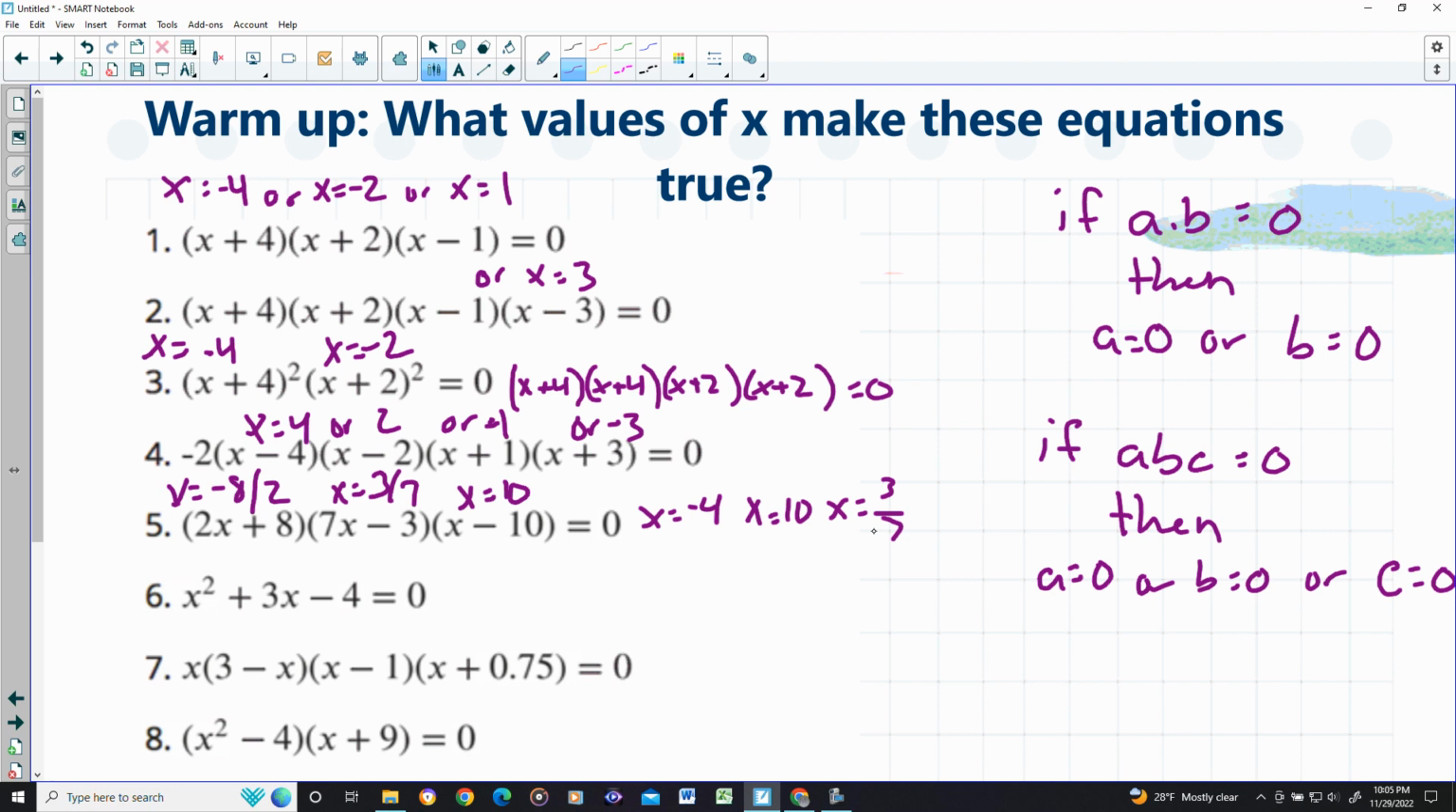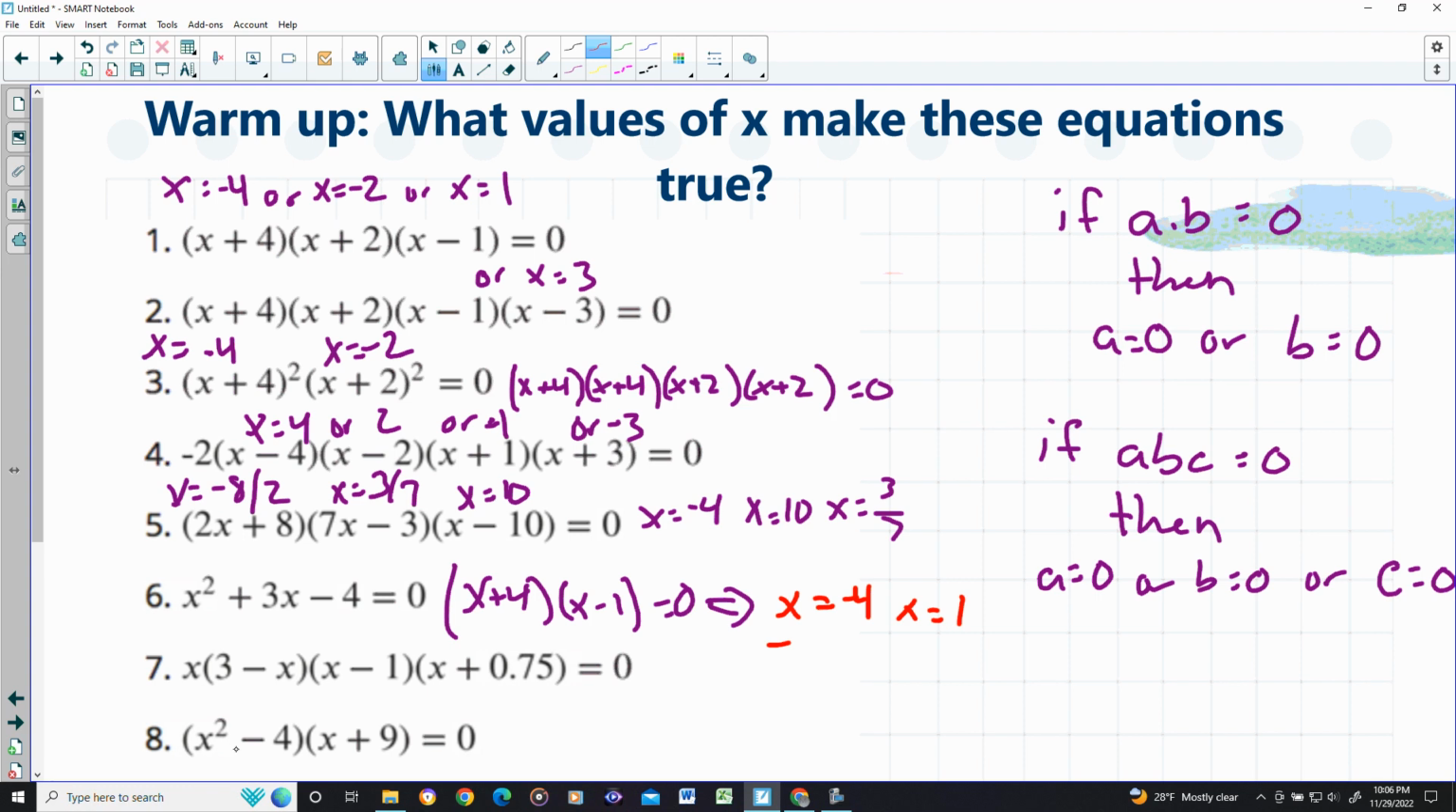Same thing with these. Just again, make sure that you put it in factored form. So x squared plus 3x minus 4. You factor it. That becomes x plus 4 times x minus 1 equals 0. And you get x equals negative 4 and x equals 1. Okay, so same thing. And again, you can check that. You'll find that that totally works. So again, no differences there.